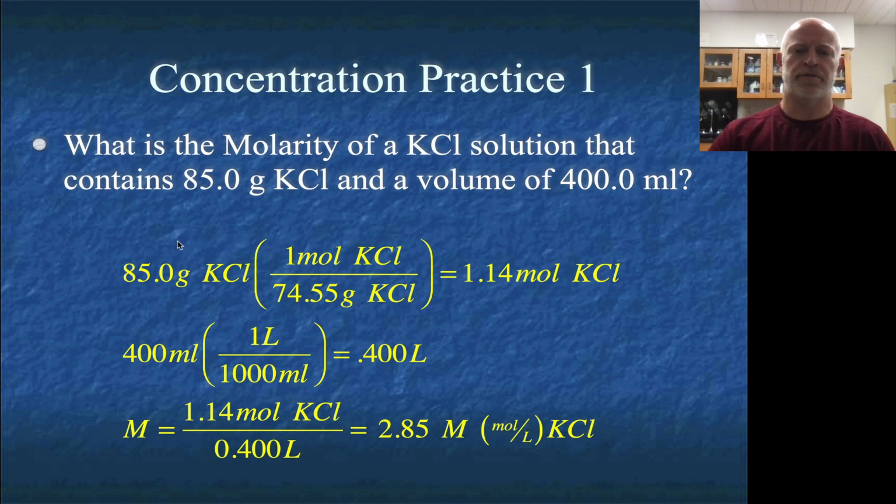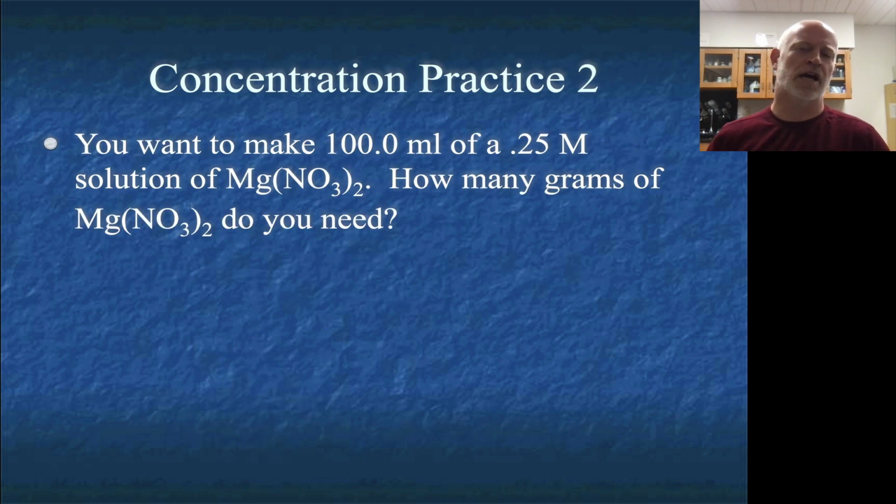Looking at our math, it's pretty straightforward. It should be pretty easy at this point in the year to take the 85 grams, use the molar mass in grams per mole, and we have 1.14 moles of potassium chloride. We convert to 0.4 liters, and the molarity is 1.14 moles of potassium chloride divided by the volume. So we get 2.85 moles per liter, capital M, as our answer. That's just a reminder of how we get from mass and milliliters to moles per liter.